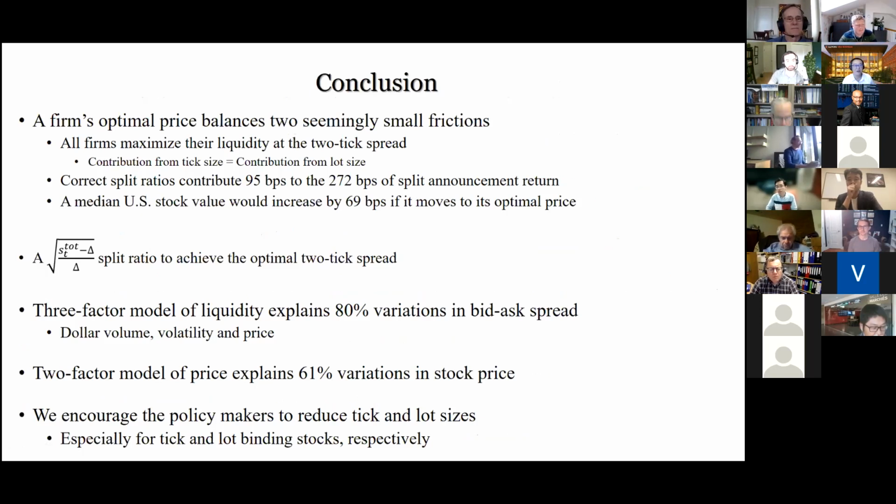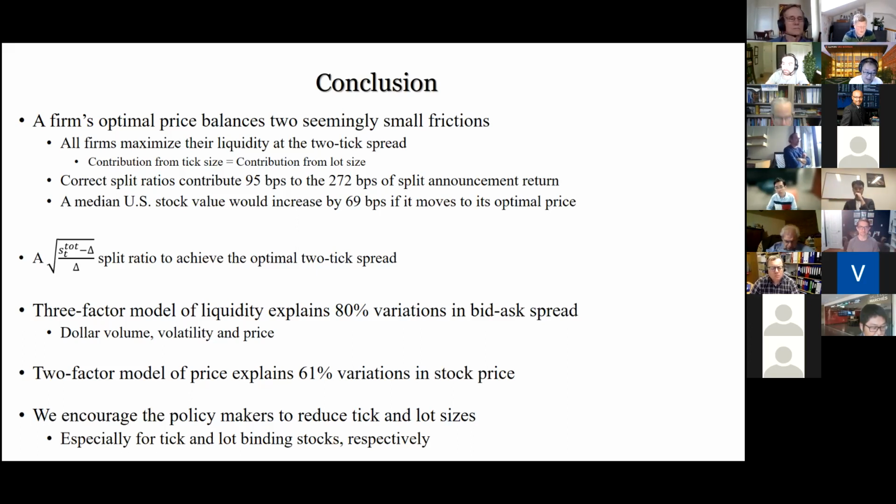So let me conclude. The first takeaway is for firms: a firm's optimal price balances two similarly small frictions. So all firms maximize liquidity at a 2-tick spread. The simple economic intuition, after some calculation, is that the contribution from tick size is equal to the contribution from lot size. And we show the magnitude is actually not that small. The correct split ratio contributes 95 basis points to the 272 basis points of split announcement return, and a median US stock's value would increase by 69 basis points if it moves to the optimal price.